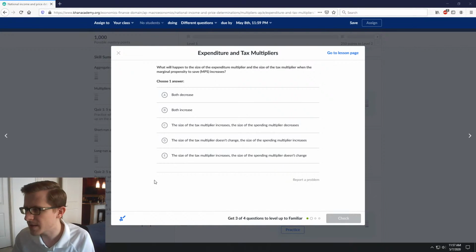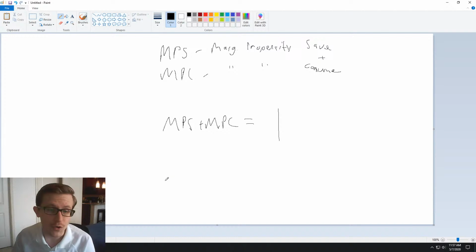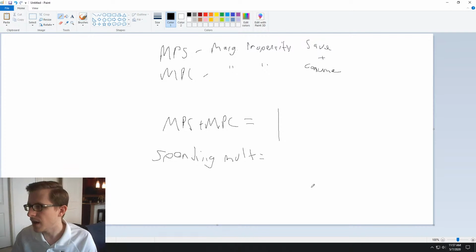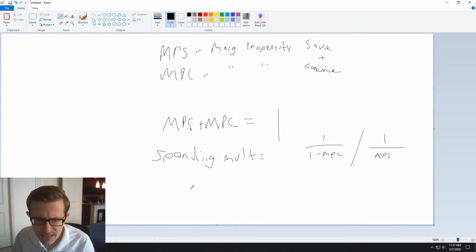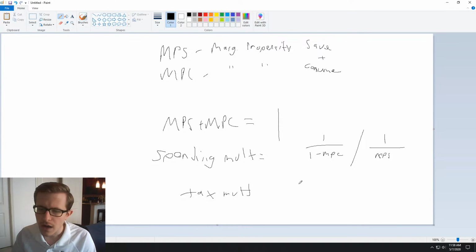So the expenditure multiplier then is going to be, or spending multiplier as we've used. So spending multiplier equals 1 over 1 minus MPC, or as I said, 1 over MPS is another way of putting it. Tax multiplier is negative MPC over MPS.